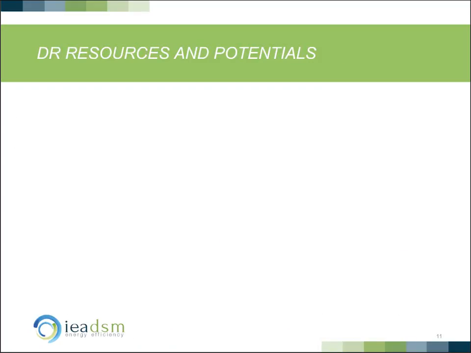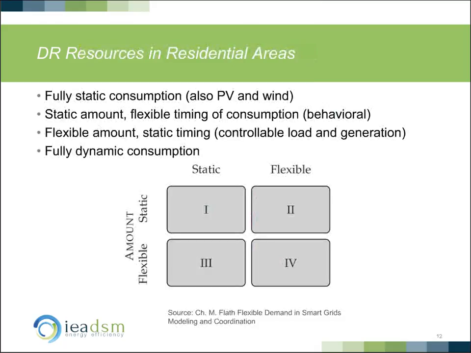So the next chapter will be then demand resources and their potentials. And just briefly explain also the possible categorization of demand response resources, where we can actually categorize them in a static or flexible amount of demand response provided, and also in the timing. Unfortunately, the timing is missing for the horizontal axis. So there's also static and a flexible timing.